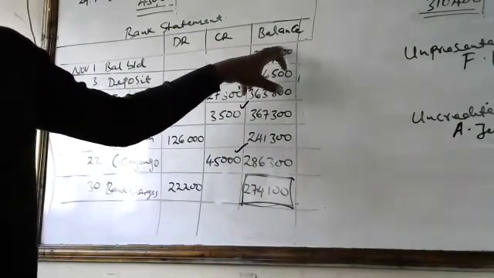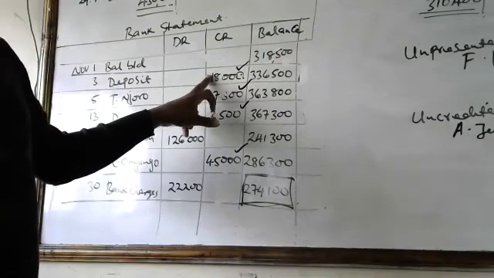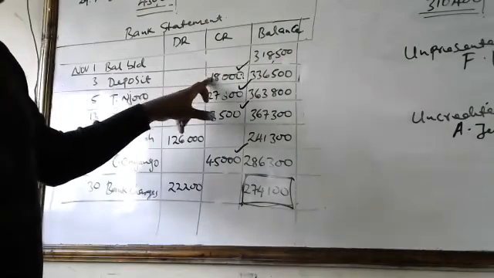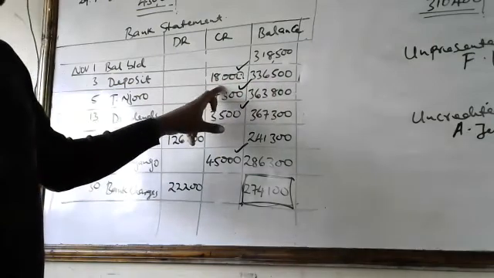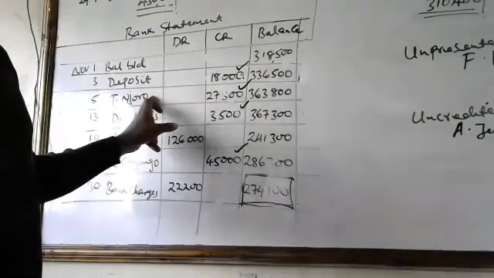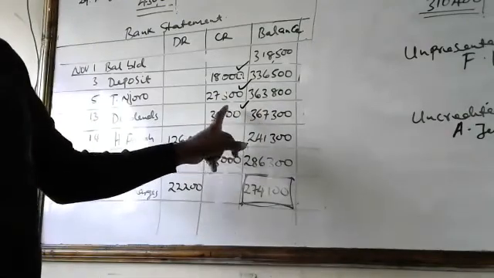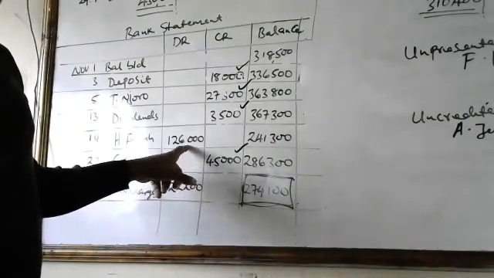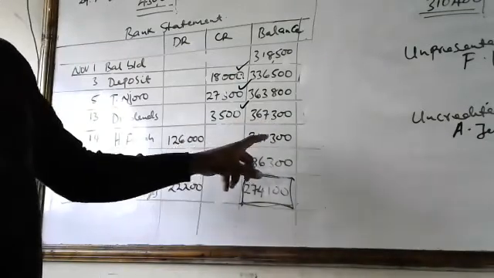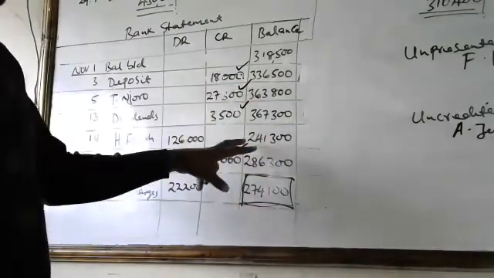So we started with a balance of 318,500. Then there was a deposit of 18,000. So 318 plus 18 gives us 336,500. Then we received another 27,300 from Europe. We get this. We received another one from dividends. We added, we get this. Then we paid Farah here. So it is this minus this, you get this. So the balance is just an addition and subtraction of what is happening here.